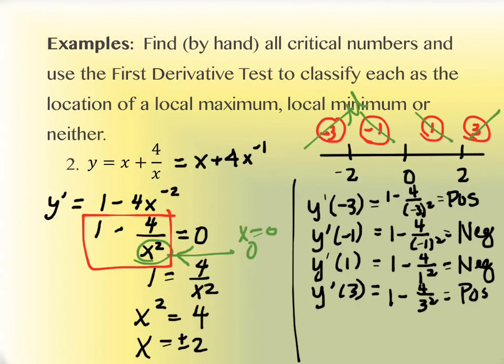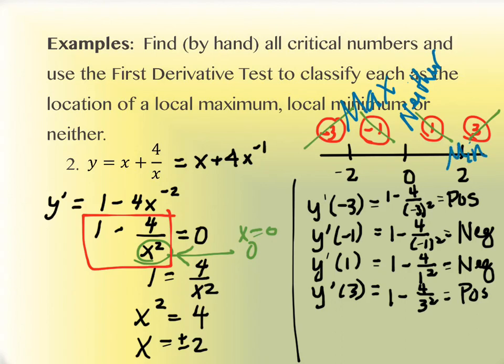But if you were to take a look at this graph, so this point is a maximum. What about at 0? This one goes from negative to negative. It's neither. There's nothing going on here. This is neither. And then how about from negative to positive? That's a minimum.